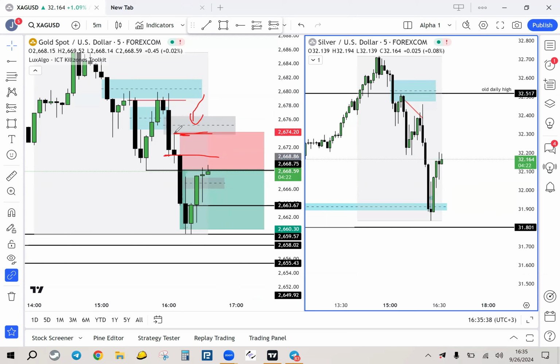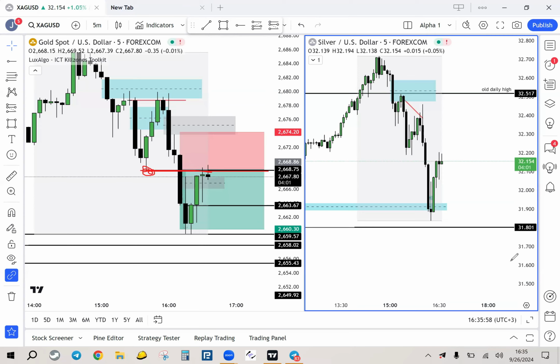So the moment price goes into the territory of this FVG, you know that your trade idea is invalidated, which means that this was not a break of structure, so to speak. And me taking an impulse entry as soon as that low is broken was a bad idea.